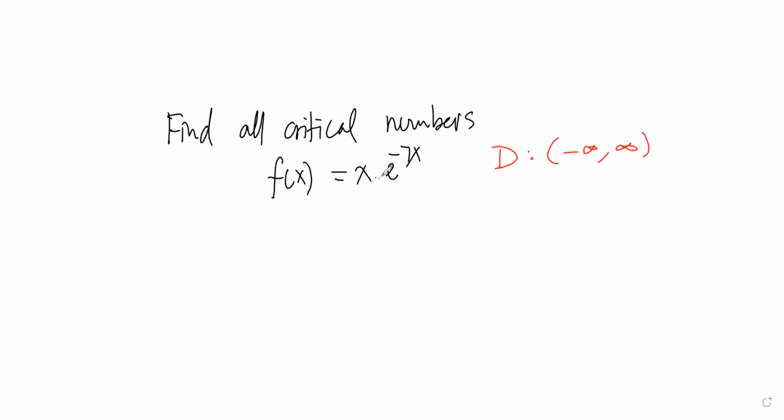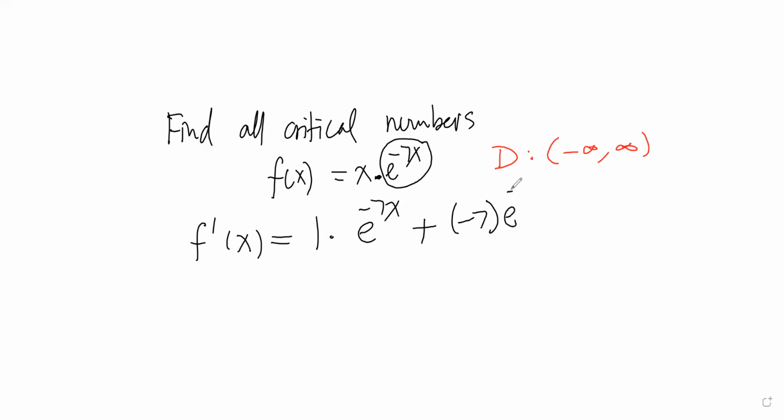Using the product rule, because it's a product of two functions. So f prime of x equals the derivative of the first one, that's 1, times the second function, plus the derivative of this, which is an exponential function. So we'll use the exponential rule: you compute the derivative of the exponent, which is -7, times the whole thing, and then times the first function. And that completes the product rule.